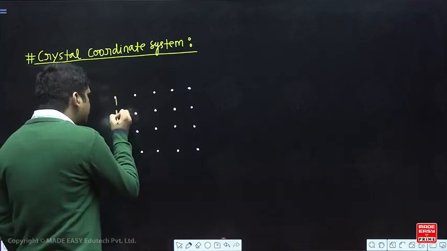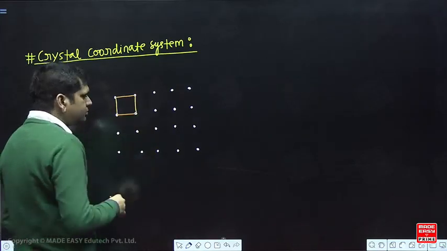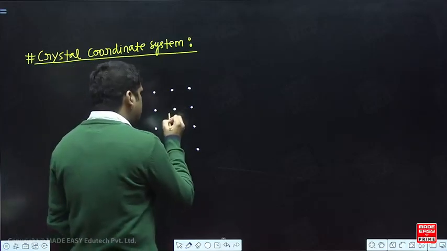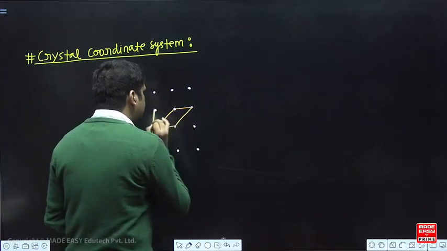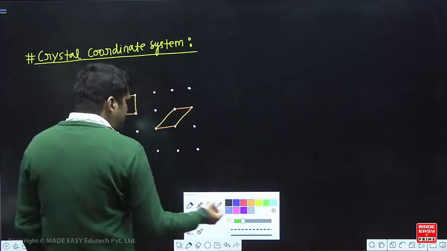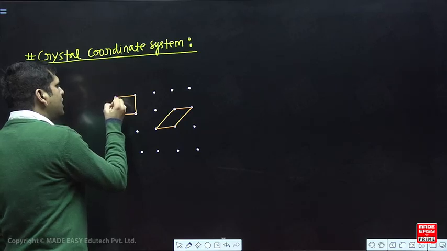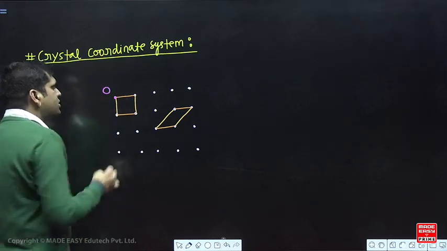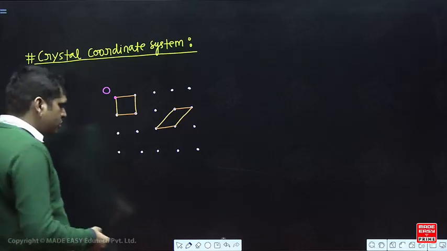So let us suppose I am selecting this unit cell, right? We can have other choices also, we can have this unit cell as well. Let us suppose I am talking about this first. So if I choose this unit cell, then select any corner as origin. Out of these 4 corners, you can select any corner as the origin point.